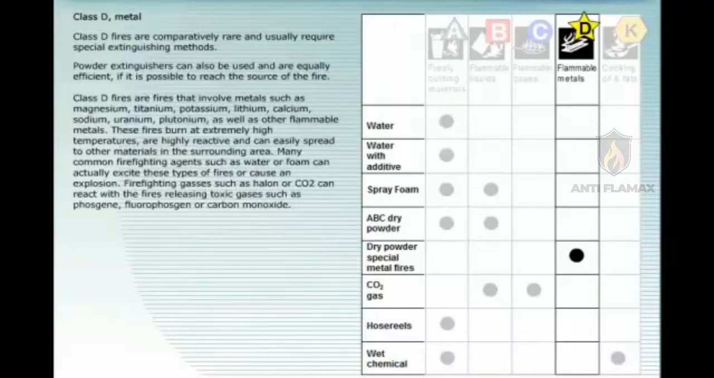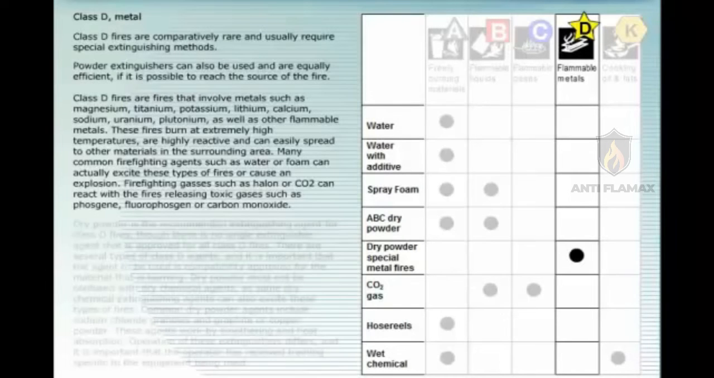Many common firefighting agents, such as water or foam, can actually excite these types of fires or cause an explosion. Firefighting gases, such as halon or CO2, can react with the fires, releasing toxic gases such as phosgene, fluorophosgene, or carbon monoxide. Dry powder is the recommended extinguishing agent for Class D fires, though there is no single extinguisher agent that is approved for all Class D fires.